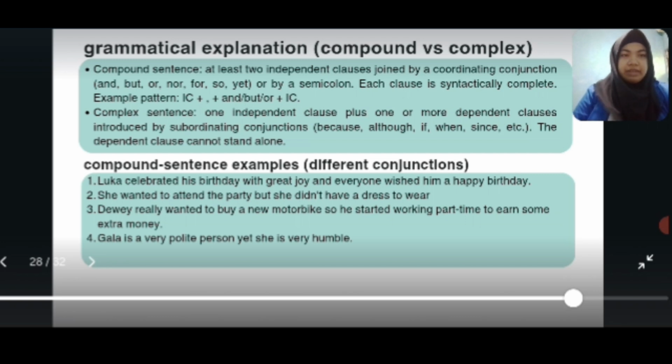And then there's compound sentence examples with different conjunctions. The first one, Lucas celebrated his birthday with great joy and everyone wished him a happy birthday. 2, she wanted to attend the party but she didn't have a dress to wear. 3, Dewey really wanted to buy a new motorbike, so he started working part-time to earn some extra money. 4, Gela is a very polite person, yet she is very humble.